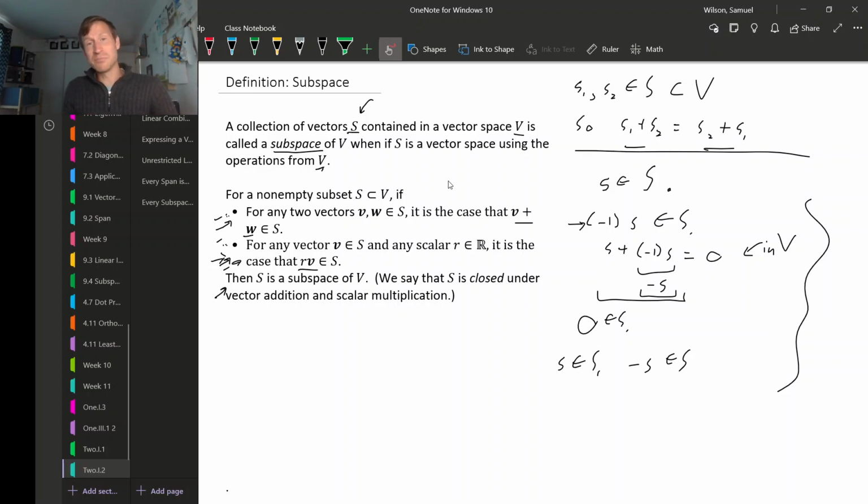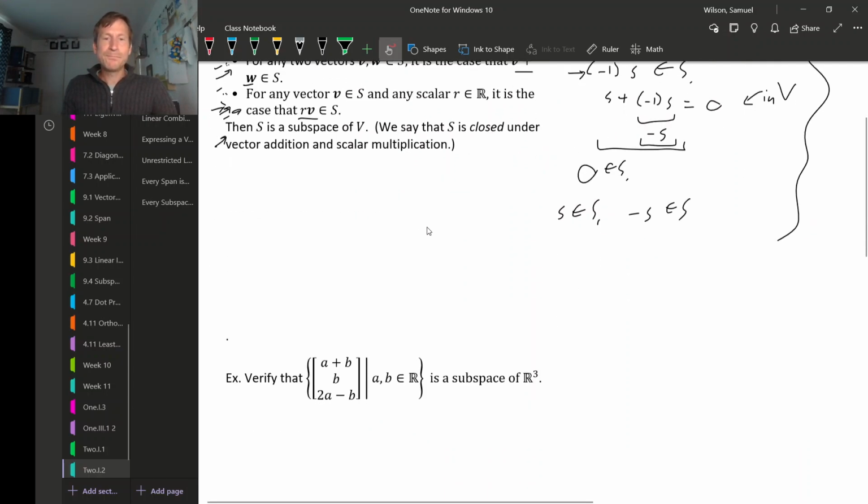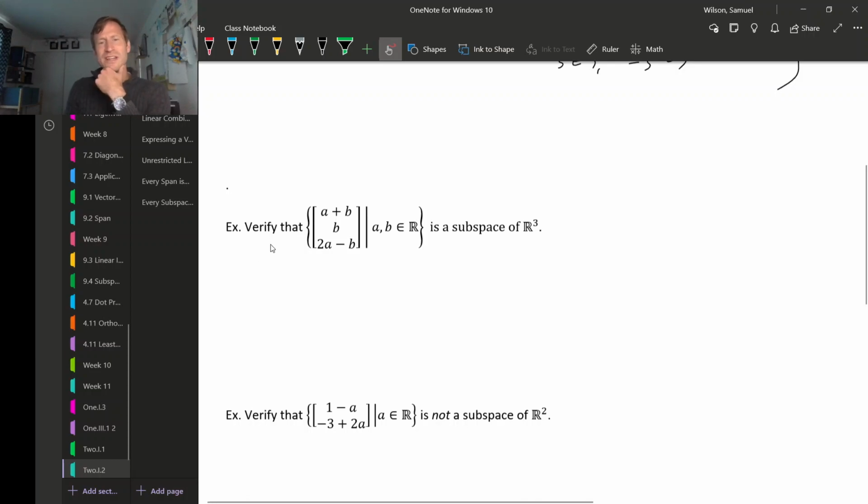So let's look at some examples of subspaces, I guess some examples other than ones we've already looked at. Just as an example, let's check that this is a subspace in R3: the set of all vectors that look like (a plus b, b, 2a minus b), for a and b real numbers. So remember, all we have to check is that it's closed under addition and closed under scalar multiplication. So first let's check that it's closed under addition.